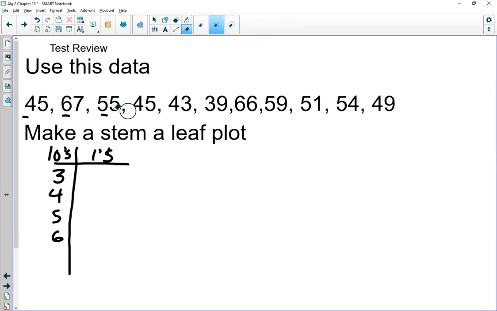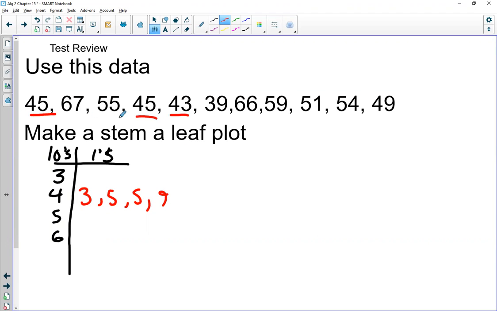Then what we're going to do is make some distance away from it. So for example, 43 will go in the 40 slot. 45 goes in the 40 slot. I see another 45 and I see a 49. So I like to underline them as I cross them out just so I can look at the numbers again. Here, 39, I'll put 39 right here.